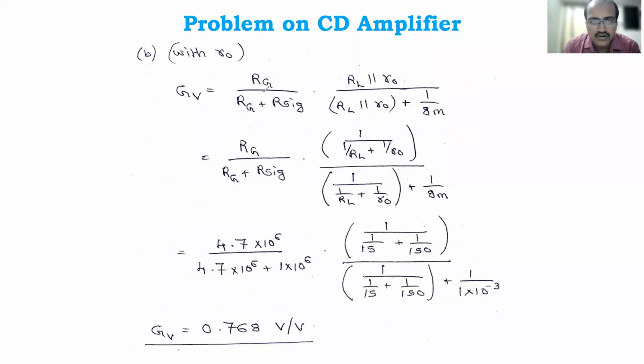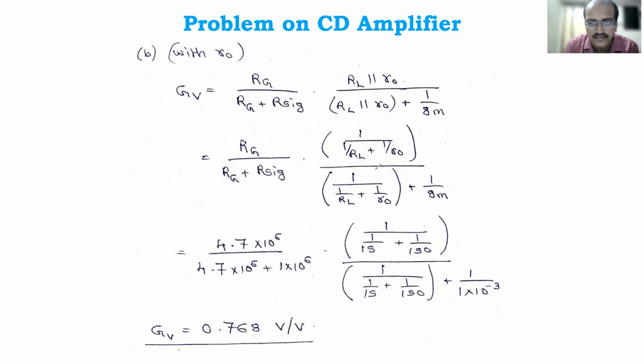Okay, so the overall voltage gain formula is RG by RG plus R signal into Av. What is Av? That is RL parallel to R0 by RL parallel to R0 plus 1 by gm. Okay, so there is no minus sign here. So just substitute the values.